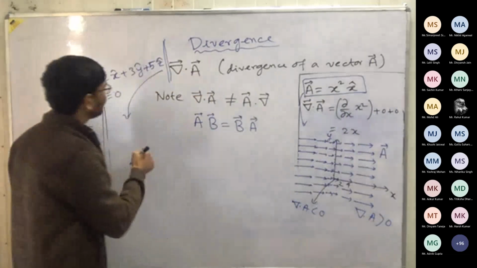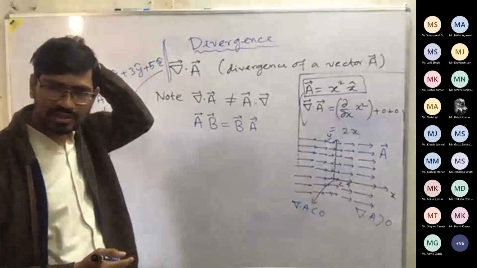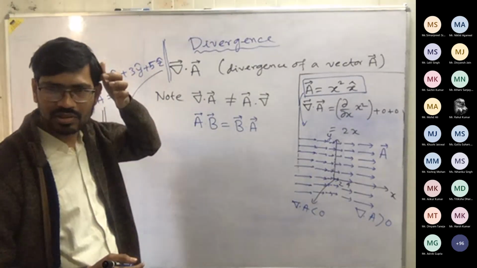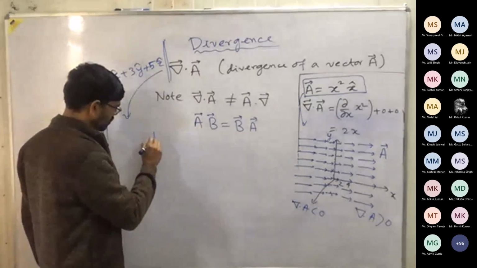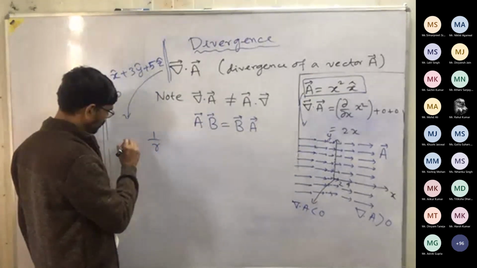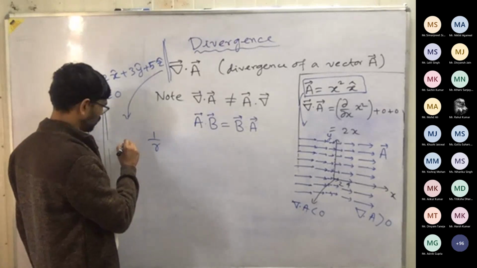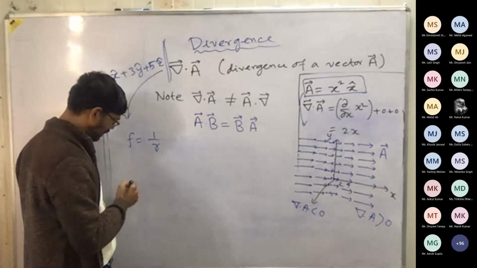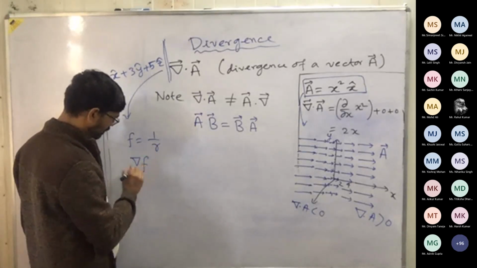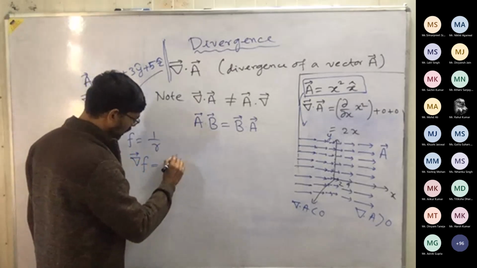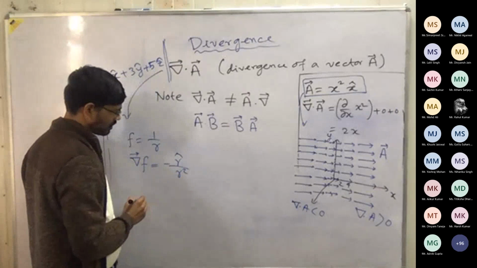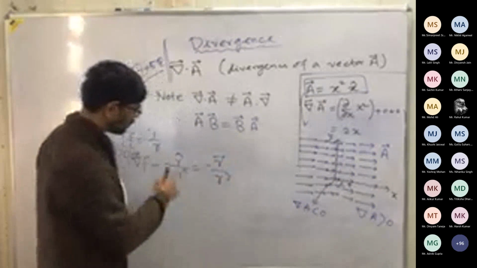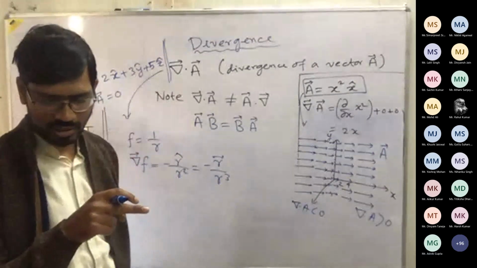And what was the homework problem that I gave? What function? F equals 1 by R. Sir, it's pointing away from the origin. Yeah, 1 by R. And then I asked what is grad F. This will be minus R cap by R square, or you can write this as minus vector R by R cube. R cap is the unit position vector.